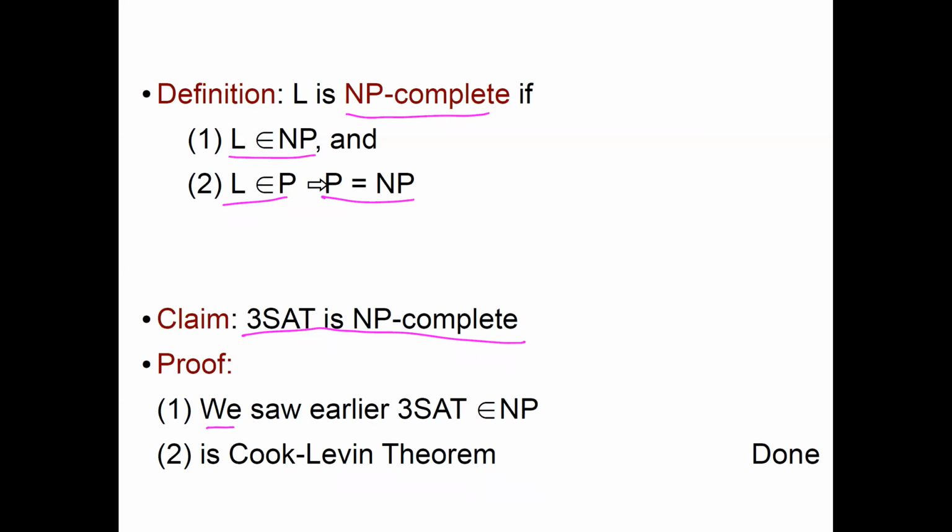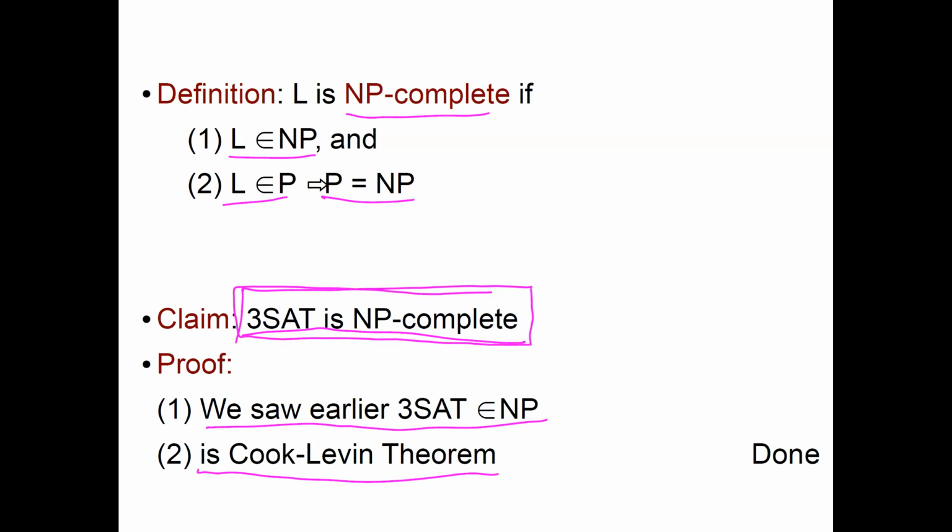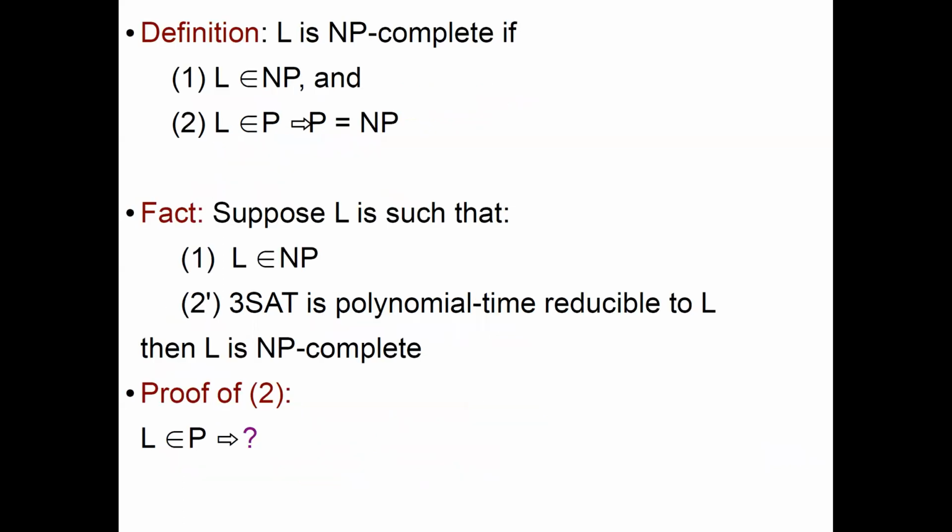Why? Well, we saw earlier that 3-SAT is in NP, and 2 is the Cook-Levin theorem, which we're going to prove later. Okay, so 3-SAT is NP complete. 3-SAT is our first example of an NP complete problem. But there's more. Remember the definition of NP complete. It has to be in NP, and if it's easy, then all of NP is easy. This fact allows us to obtain other NP complete problems.